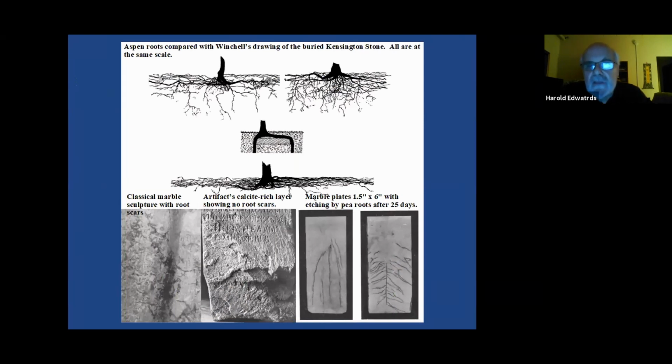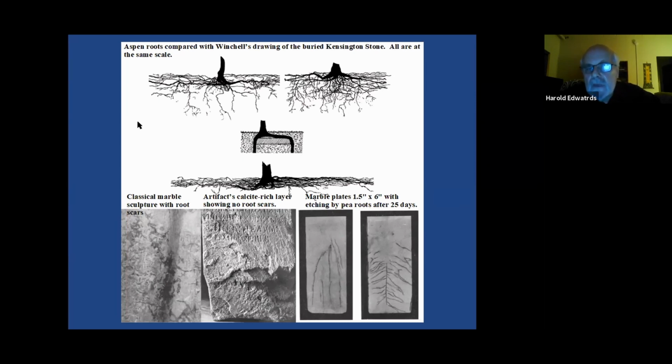Let's look at some things specific to aspen trees. These are real aspen trees in silhouette here. They're drawn to the same size as the drawing that Winchell gave of the Kensington Stone buried underneath an aspen stump. And the thing I want to note about it is these fine rootlets that just permeate the stone. You should find them around here. And think of the stone as being an almond embedded in a cotton ball. And these aspen roots are like the cotton fibers.